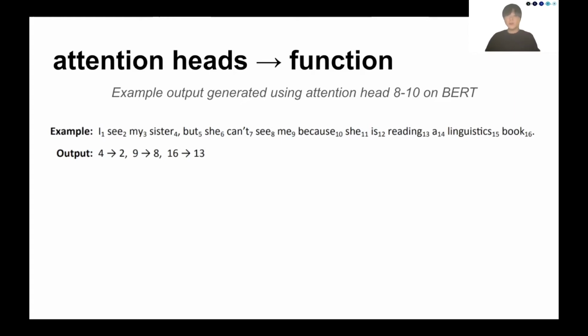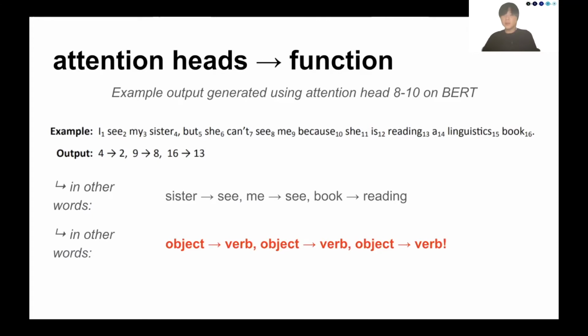If we convert numbers to words, we'll see that this attention head strongly connects sister to see, me to see, and book to reading. And in the sentence, if you pay attention, we'll see it saying, "I see my sister, but she can't see me because she's reading a book." All three times, it's connecting a verb to the exact thing it's acting on, its direct object. And so in conclusion, this attention head has trained itself to connect direct objects to their verbs.